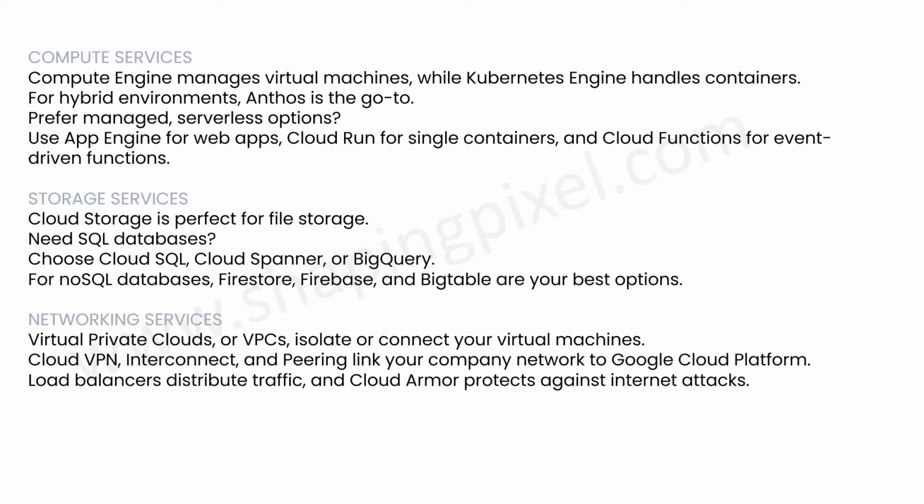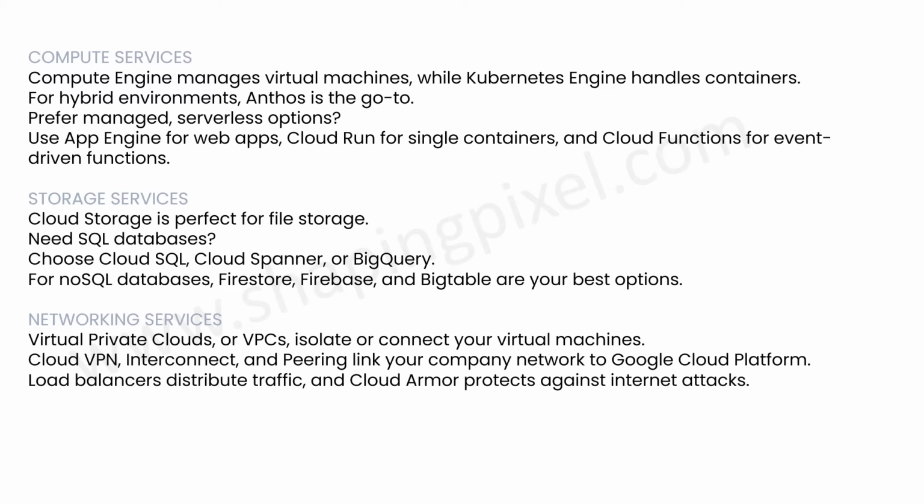Let's do a quick recap on what we have learned so far. Google Cloud Platform offers powerful compute services. Compute Engine manages virtual machines, while Kubernetes Engine handles containers. For hybrid environments, Anthos is the go-to. For managed serverless options, use App Engine for web apps, Cloud Run for single containers, and Cloud Functions for event-driven functions.